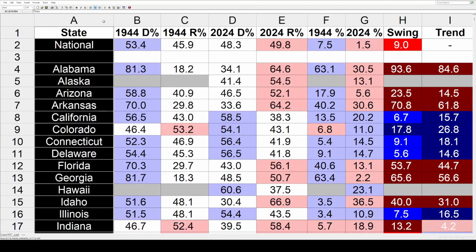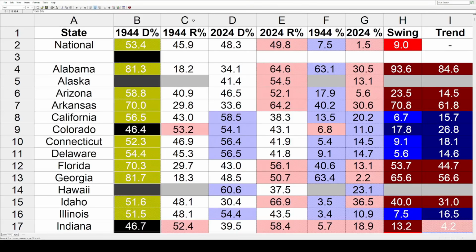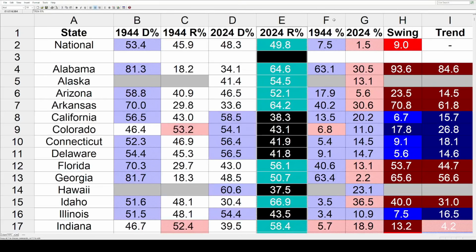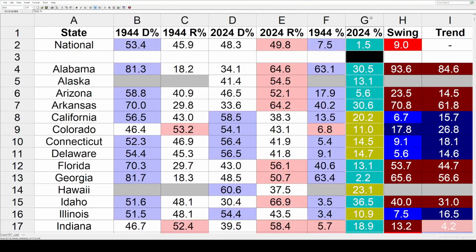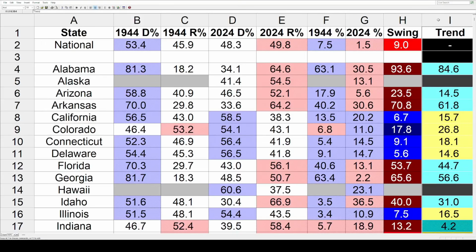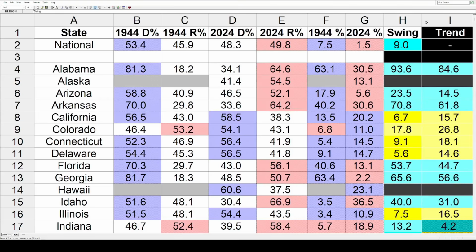On the left, we've got the states. Then it's the 44 vote for Roosevelt, then for Dewey, then the 24 vote for Harris, then Trump, then the margin at 44 shaded accordingly, then the same thing for 24. Then we've got the column from last week, the shifts or the swings in each state. That's just the difference between the two previous columns. And all the way on the right, we've got the trends. This will compare the previous column to the national popular vote, and that'll get us the trends. There's also shading in these two columns. The darkest colors are over 10%, the lightest are under 5.